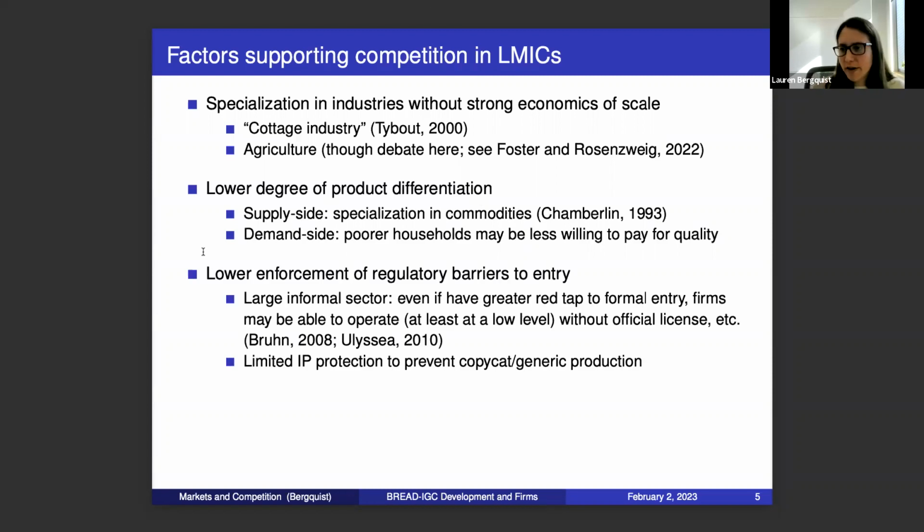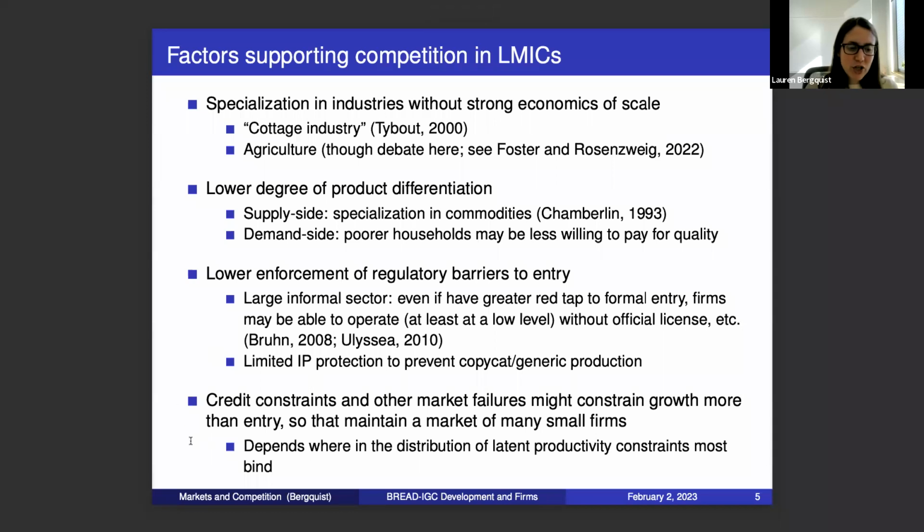We discussed barriers to entry and the fact that they might legally be higher in some developing countries, but of course there also might be less enforcement of those barriers. So I think it's quite clear when you look at, say, the large informal sector, right, that maybe there's greater red tape to opening a business, but you don't necessarily need to register your business to operate. And so you can have an environment of many small informal firms that are increasing the competition in the market. There's also, depending on the sector, relevancy here about thinking about limited IP protection, right, that might otherwise prevent copycat or generic production.